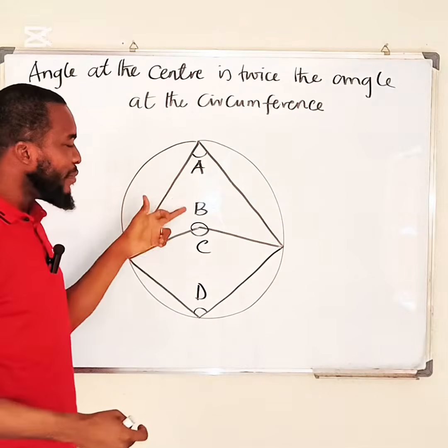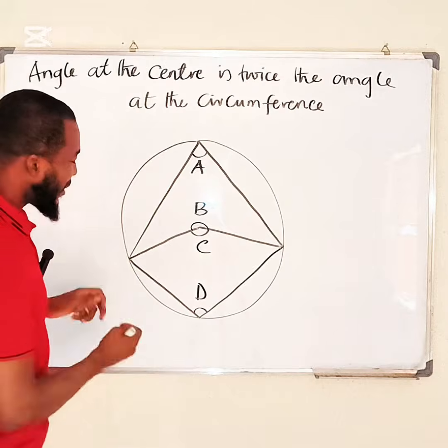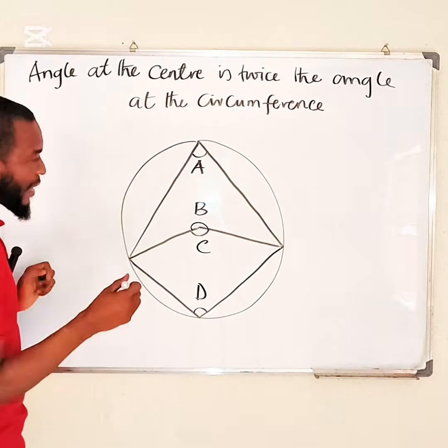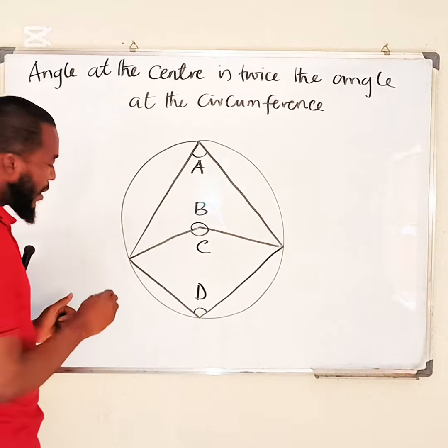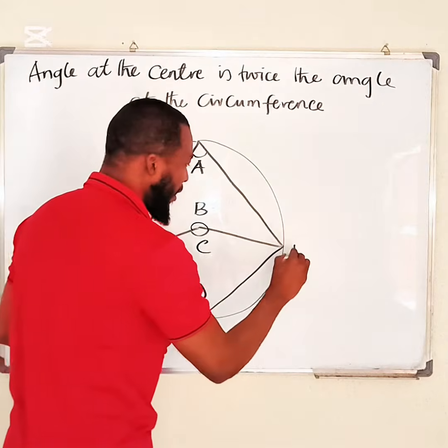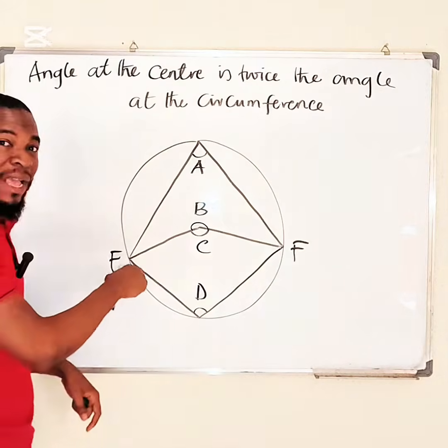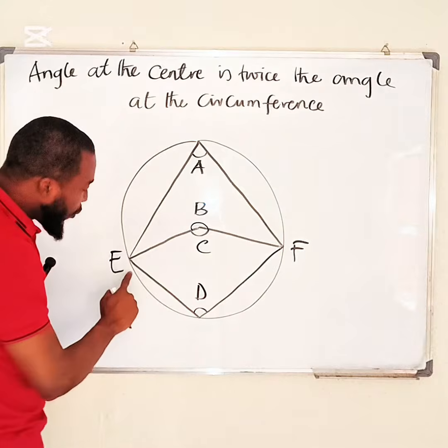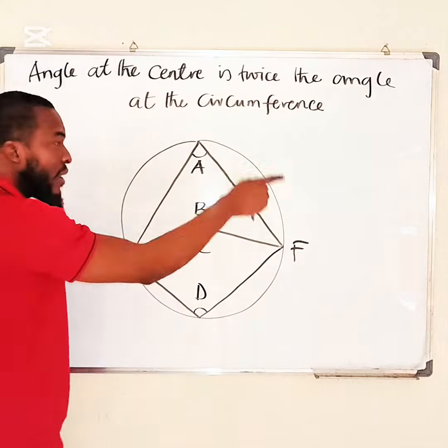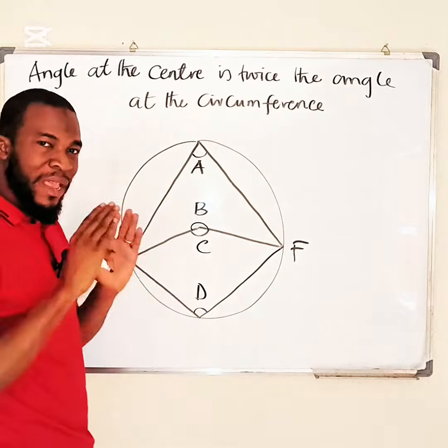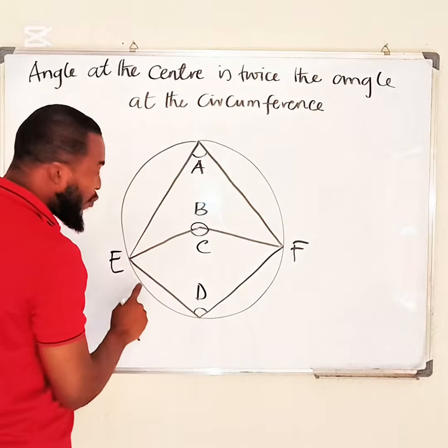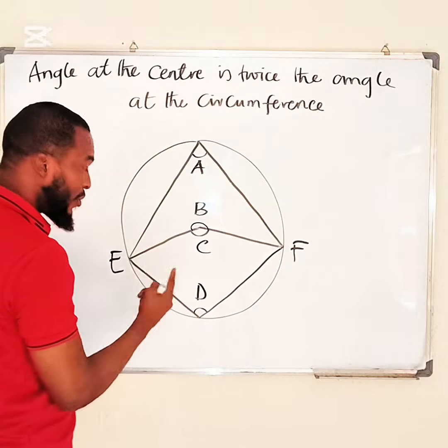We have angles A, B, C, and D. Just observe, we have an arc here. Should I name it? Let me give it a name, EF. EF is an arc. You can either follow this direction or the other direction. It doesn't matter, it remains an arc. So we have two arcs here. It depends on the direction you follow.